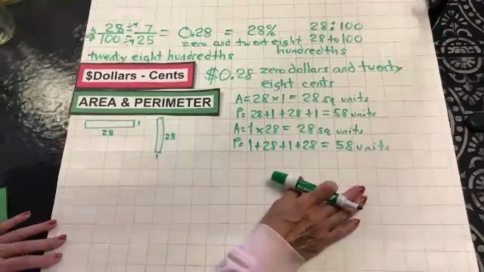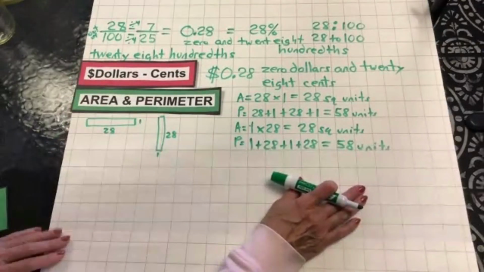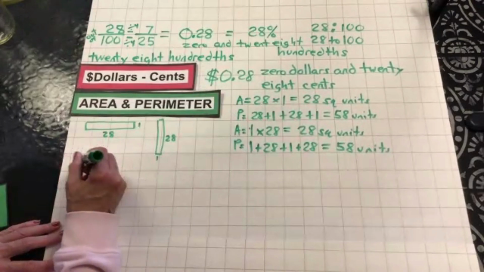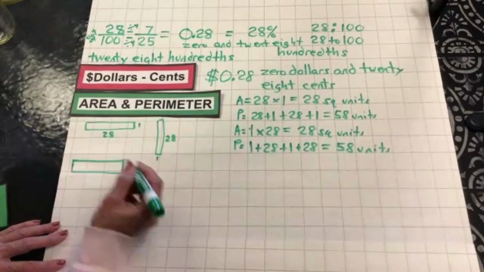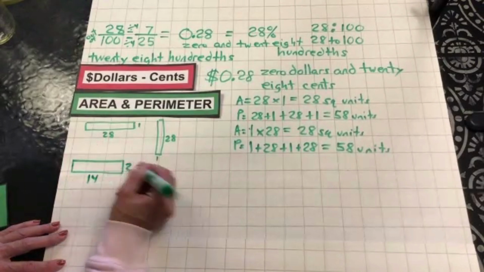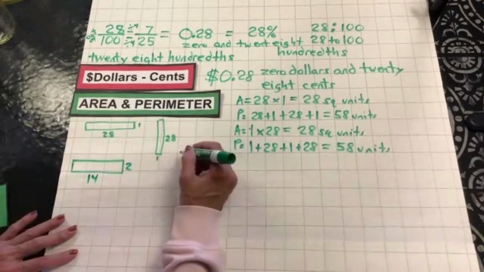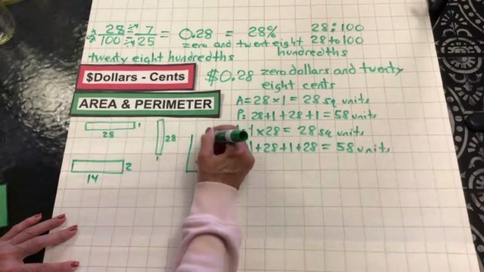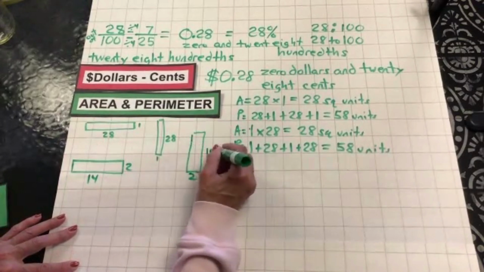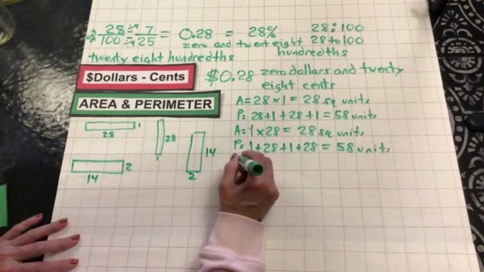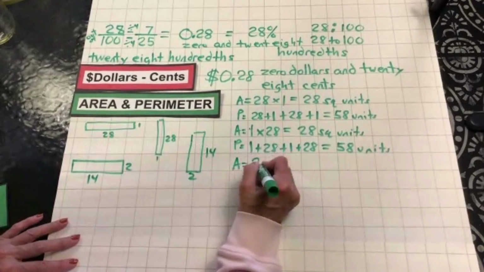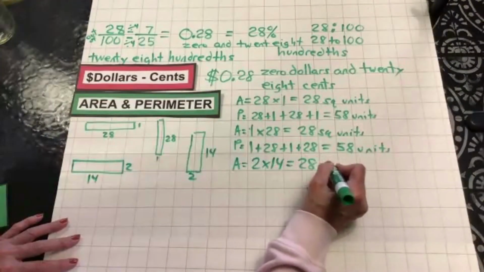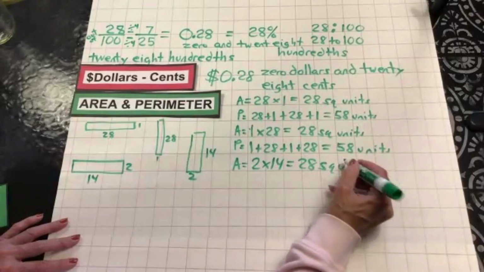All right, moving on to our next one, which would be 2 by 14. So we're going to say it's 2 wide by 14 long. I'm just going to draw it here, 14 by 2. And that means I can make it and I'm going to stand it up, 2 by 14. So here we go. Area equals 2 times 14, which equals 28 square units.